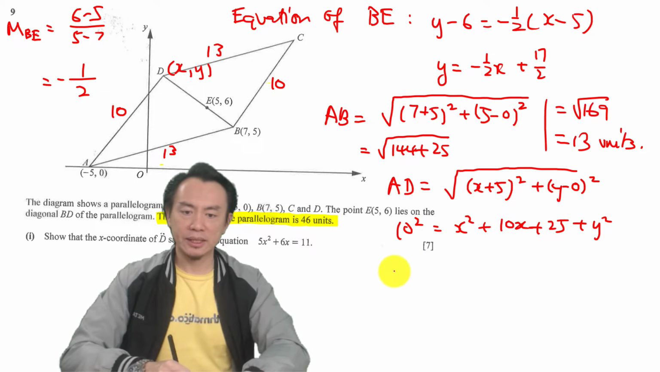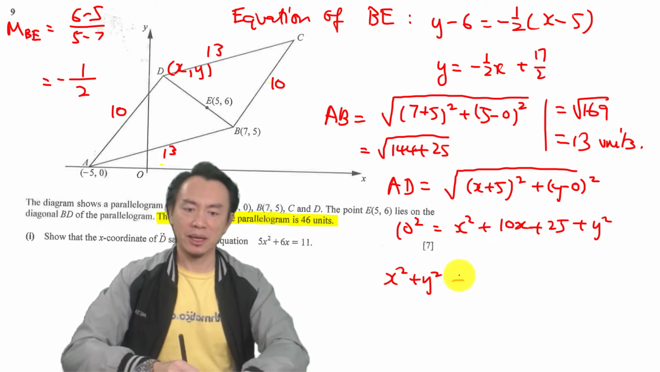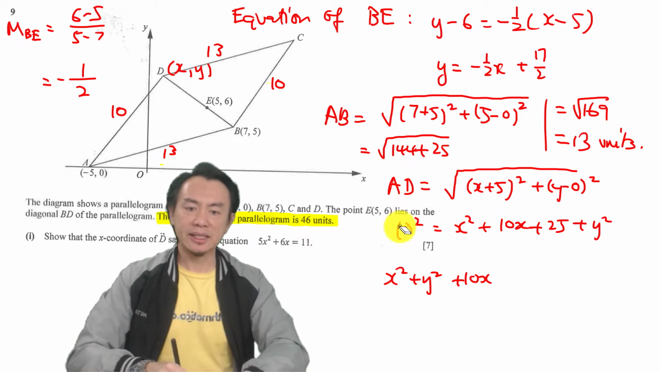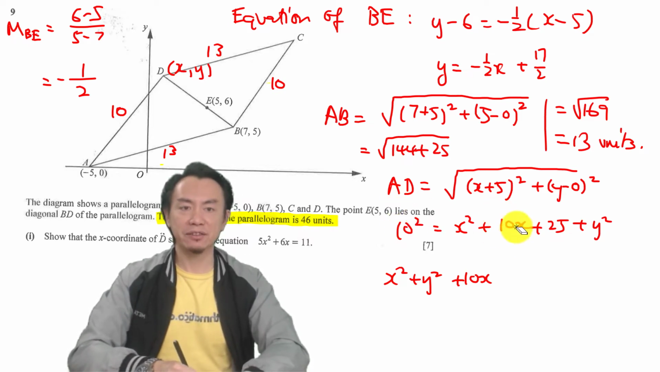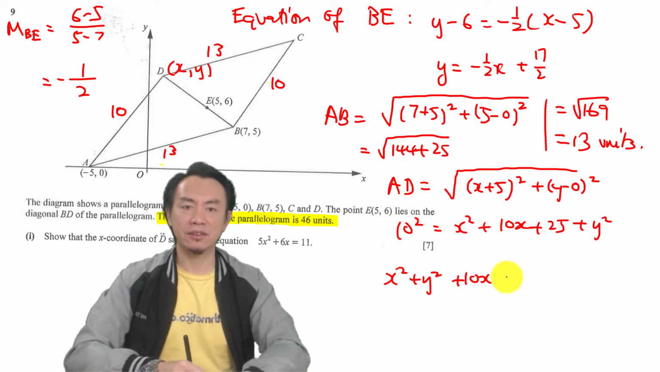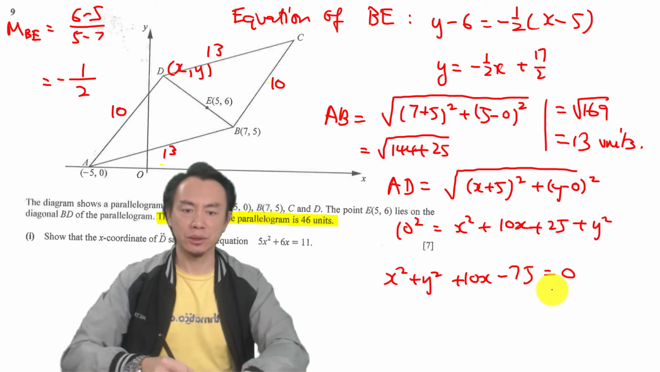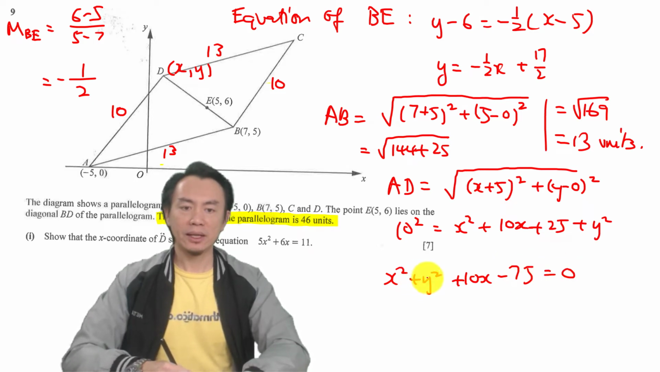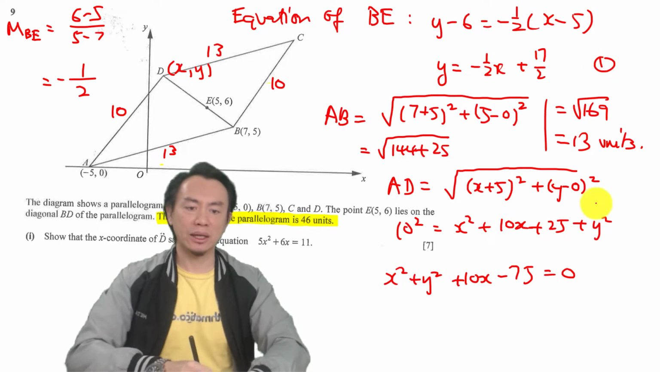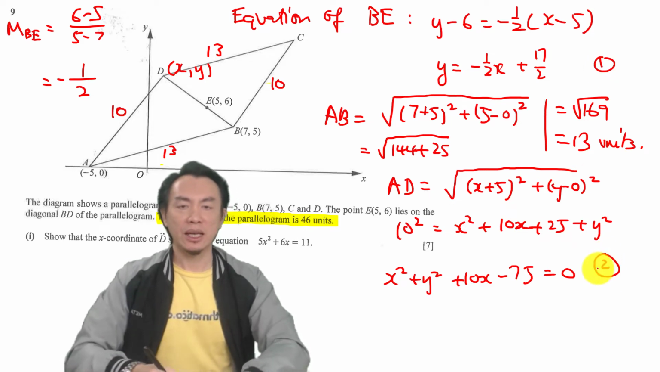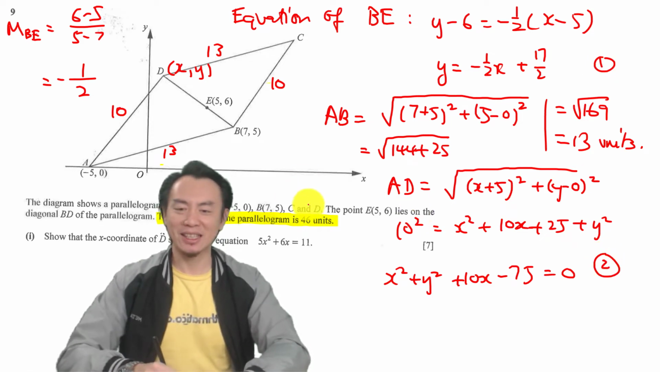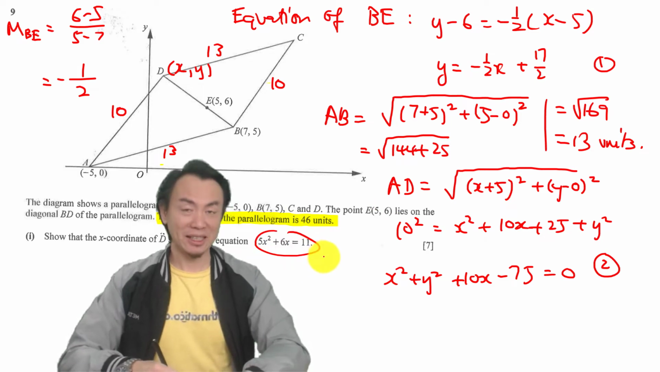So everything to one side, we have x squared plus y squared plus 10x. This is 100, you bring over, you get a negative. Negative 100 plus 25 is minus 75 is equals to 0. Alright, so there we have it. This is equation 1, this is equation 2. And we just have to solve simultaneously and we should be able to get this equation.